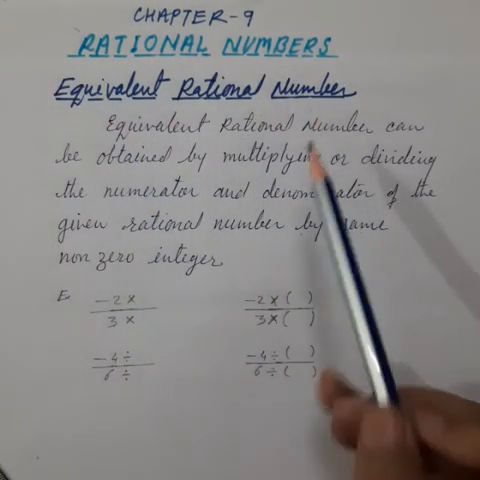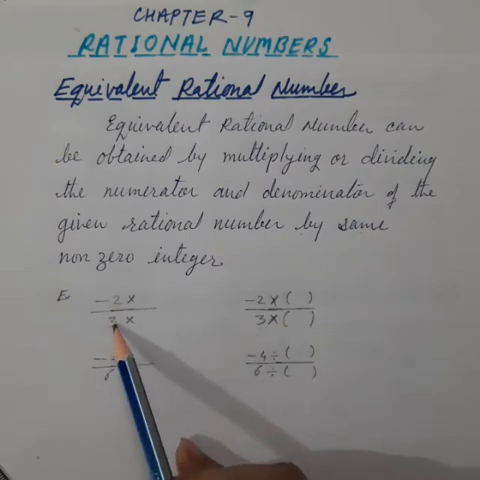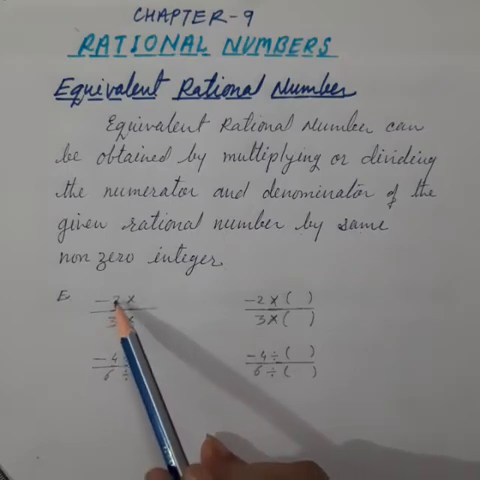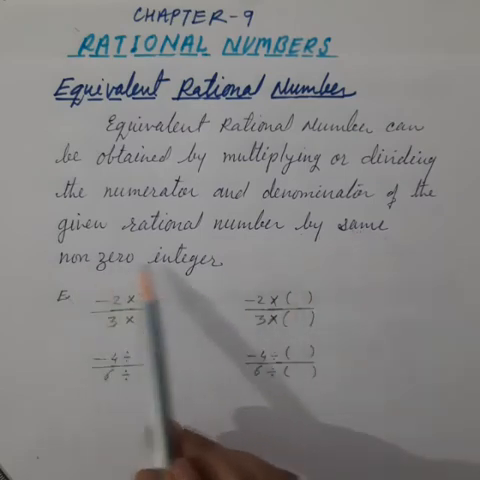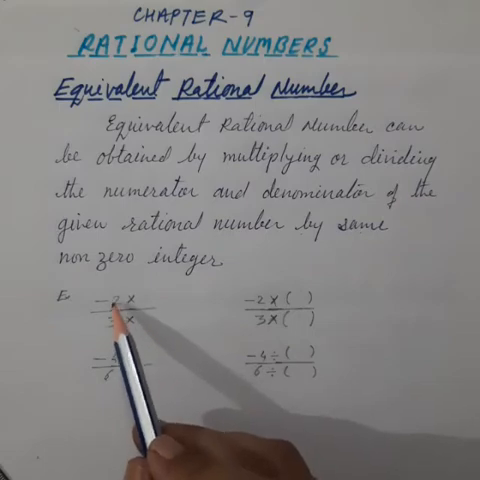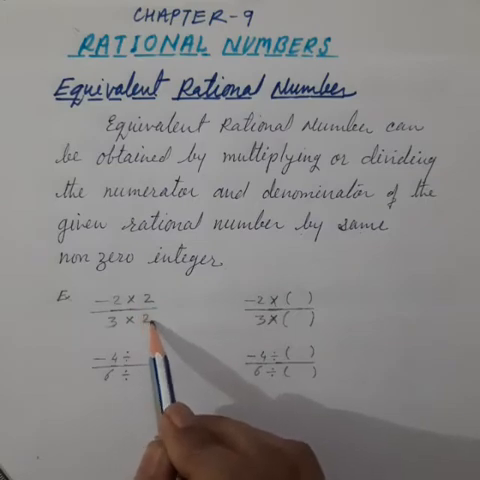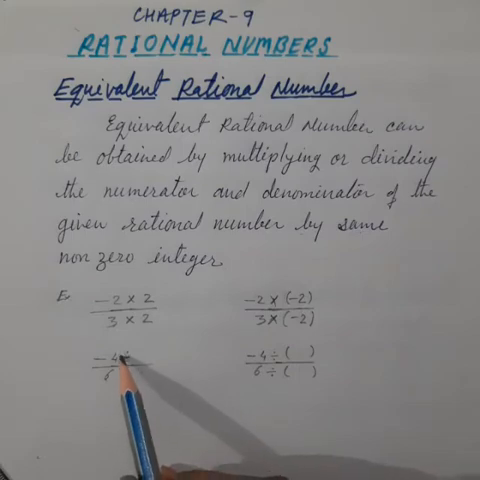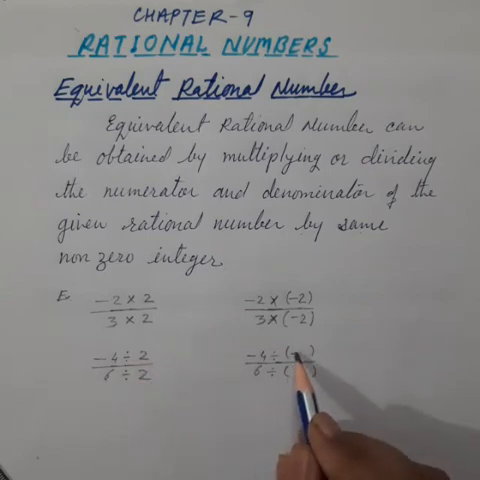Equivalent rational number. We can get an equivalent rational number of the given rational number by multiplying or by dividing both the numerator and denominator of the given rational number by the same non-zero integer. We can multiply both numerator and denominator by the same positive integer or by the same negative integer. We can divide both numerator and denominator by the same positive integer or by the same negative integer.